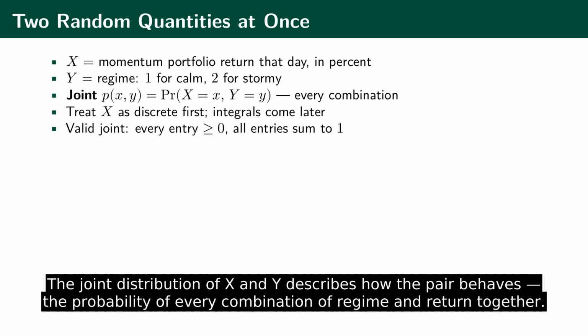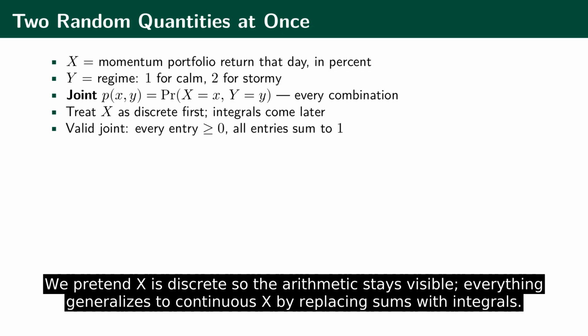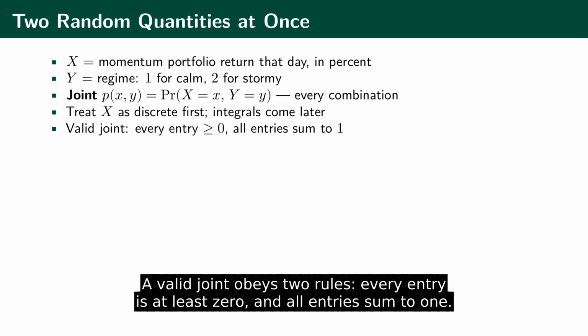The joint distribution of X and Y describes how the pair behaves, the probability of every combination of regime and return together. We pretend X is discrete, so the arithmetic stays visible. Everything generalizes to continuous X by replacing sums with integrals. A valid joint obeys two rules. Every entry is at least 0, and all entries sum to 1.